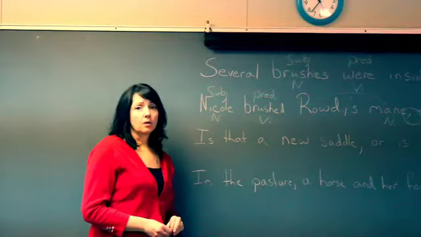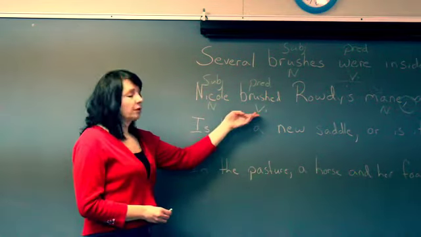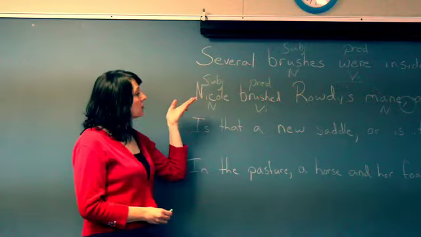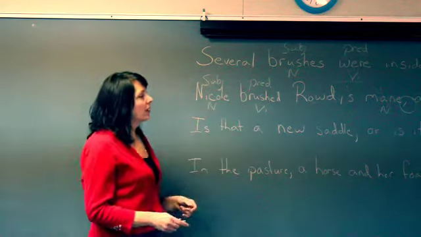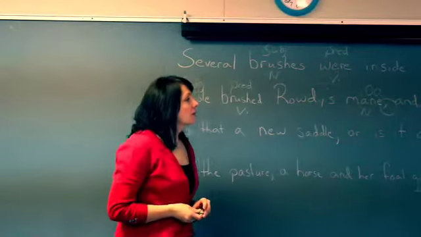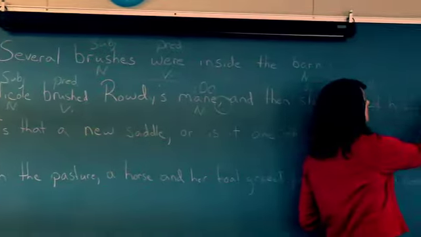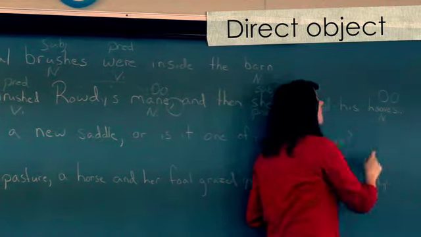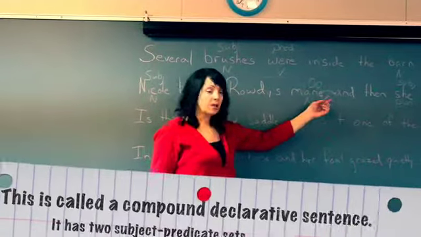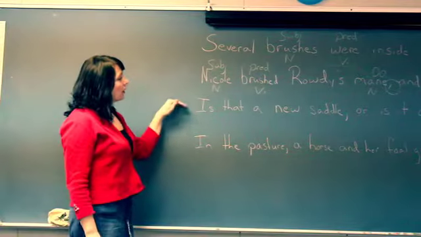One other thing I wanted to tell you about too is what these other nouns are doing. When we have an action verb like brushed, we are assuming that there's a direct object. And the way we find that out is: Nicole brushed what? Rowdy's mane. So mane is actually our direct object here. And same with the other side. Then she cleaned what? His hooves. So this noun is also a direct object. So we have two independent clauses here. It is connected with a comma and a coordinating conjunction, and so that one is fine as is. Now this one gets a little tricky.